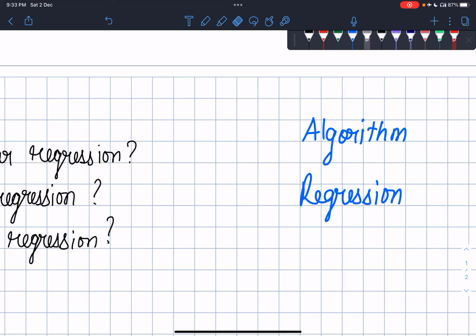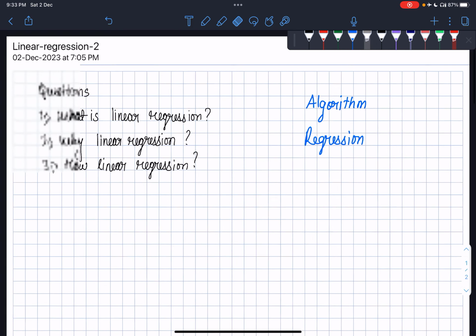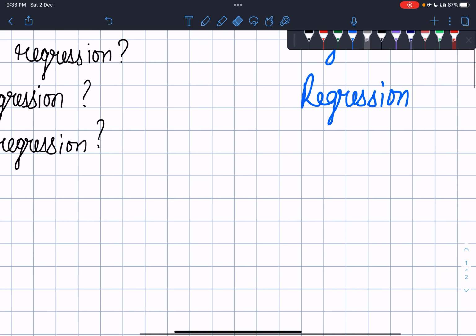Okay, so from today we'll be starting linear regression. First we need to understand what a regression is. In statistics we have a technique called regression, in which we have some variables which are dependent on some independent variable.